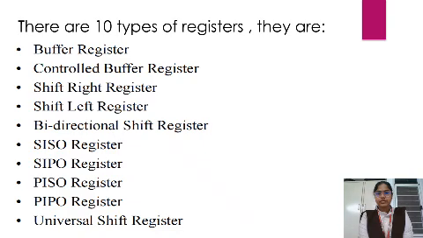There are 10 types of registers. The first one is the buffer register, second is the control buffer register, then the shift right register, shift left register, bidirectional shift register, SISO register, SIPO register, PISO register, and PIPO register, and finally the universal shift register.